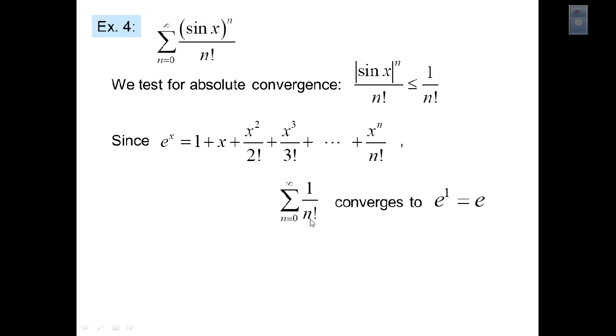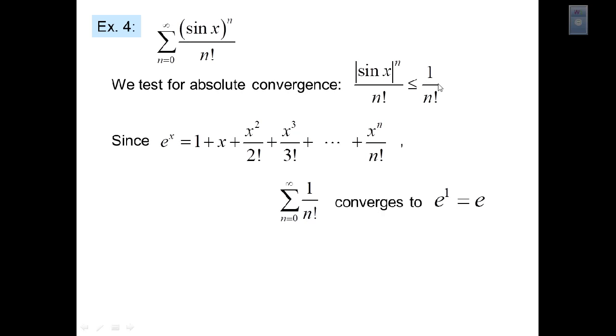So this 1 over n factorial is just taking the place of the x and putting in a 1 there, right? 1 over n factorial when n is 0, 1, 2, 3, 4, 5. 1 plus 1 squared is 1, plus 1 to the third is 1, plus 1 to the n power is 1. So we end up with 1 over n factorial. So this part over here is going to converge to e to the first power, or e.